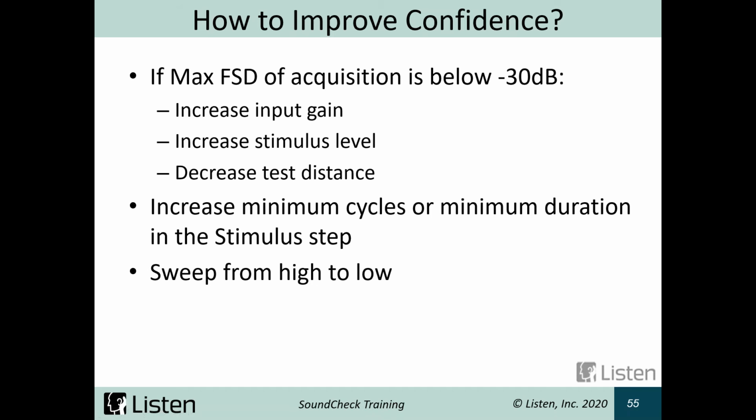It could also help to try sweeping from high to low. If you sweep low to high, you'll be introducing a lot of signal and energy at once into the device. Sweeping from high to low will sometimes help that, make it a little bit more accurate. And increase the bit depth. If instead of 16 bits you could record at 24, you might be helping yourself out a little bit there.